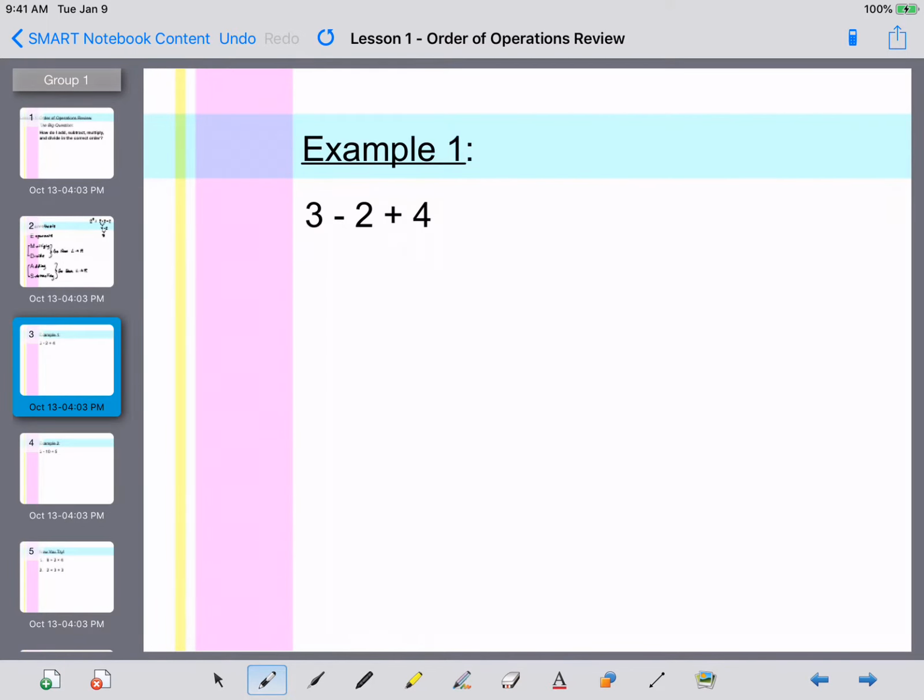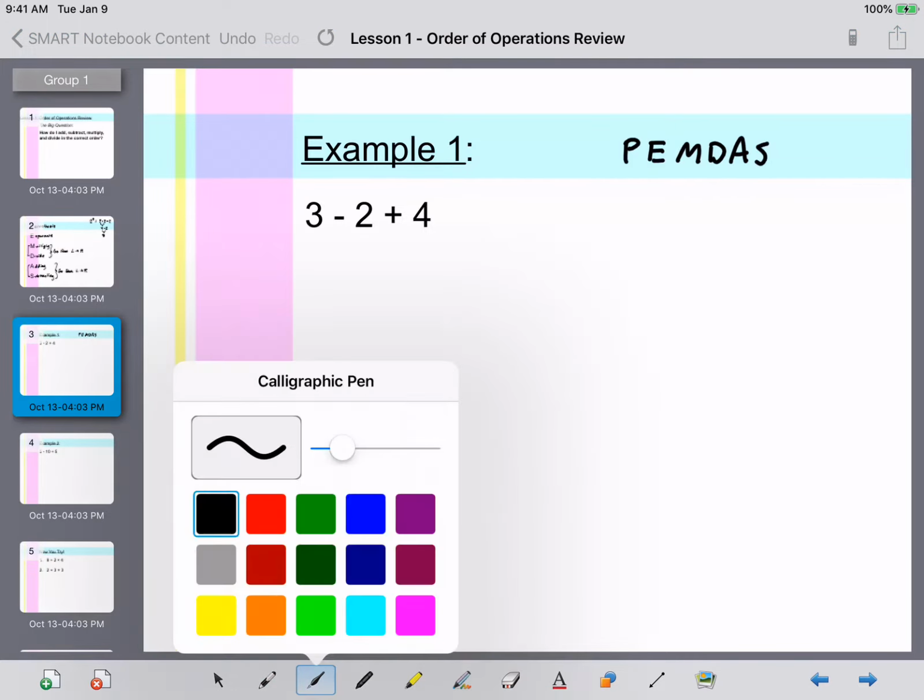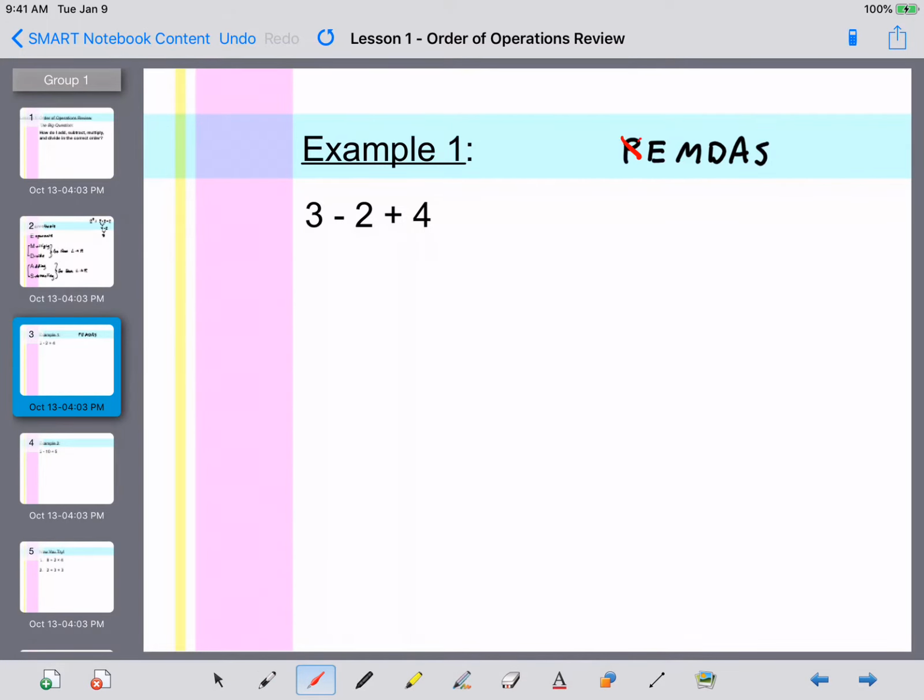Okay, so in example 1, we have 3 minus 2 plus 4. So I always like to write down PEMDAS and then go in order and make sure I'm doing this correctly. So I can see there's no parentheses, so I don't have to worry about those. We won't use any exponents here, so never worry about E for now. I'm looking, there's no multiplication and no division, but there is addition and subtraction.